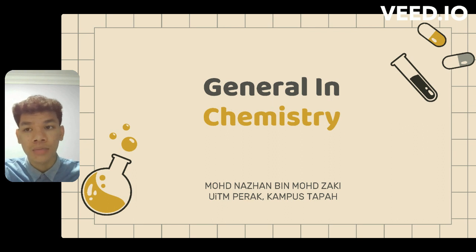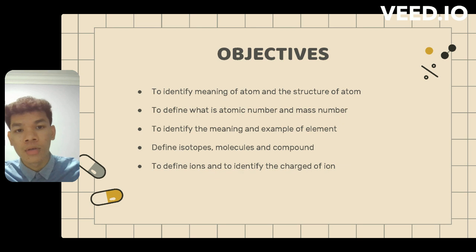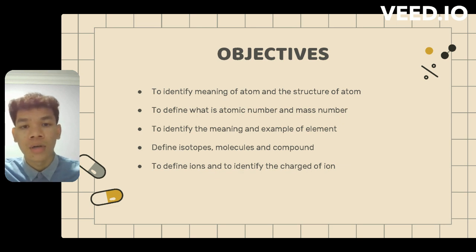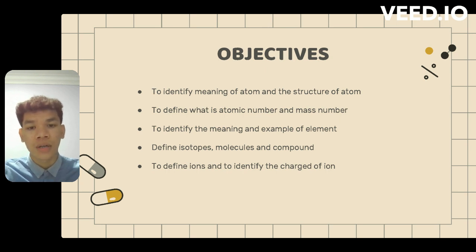And today I will present to you guys about general chemistry. So first is objective. Objectives of this topic are to identify the meaning of atom and the structure of atom, to identify what is atomic number and mass number, to identify the meaning and example of element, define isotopes, molecule and compounds, and to define ions and to identify the charge of ion.